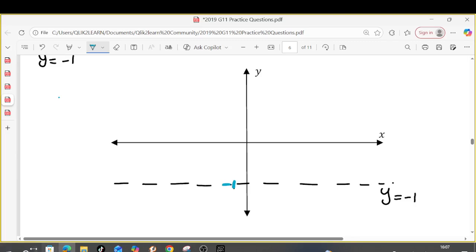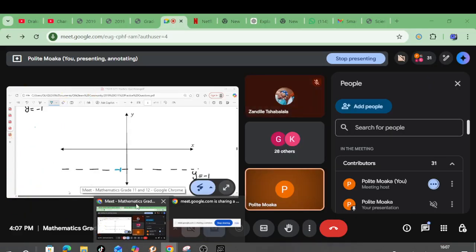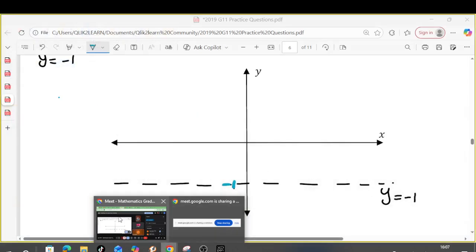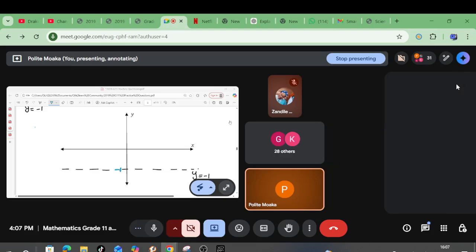Guys, I know that it's not well visible now, but at the same time we can. Okay, thanks guys, I can see your reactions now. See now.